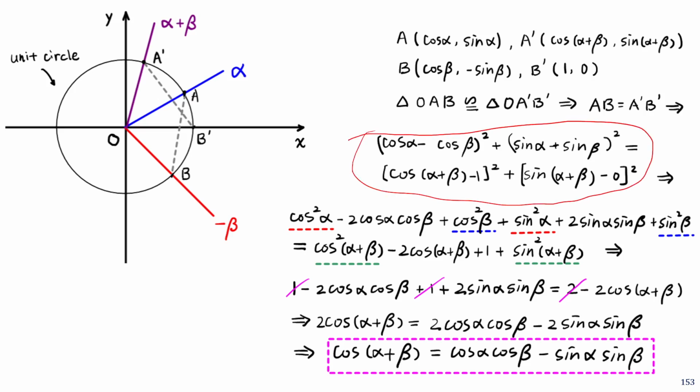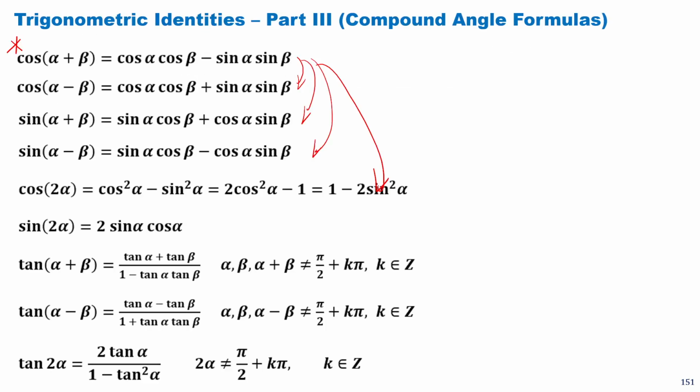Expand both sides and simplify. This will give you the desired identity: cosine alpha plus beta equals cosine alpha cosine beta minus sine alpha sine beta. You can have a look at this by yourself. So basically we have just proved the first identity, right? And any of the following identities can be proved using the first one we have proved.